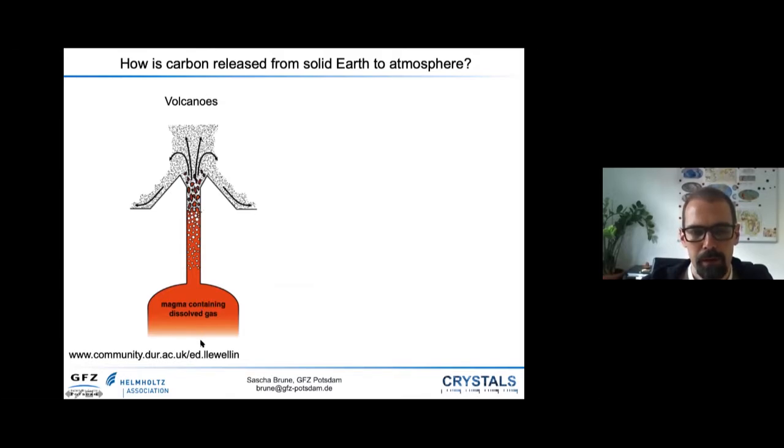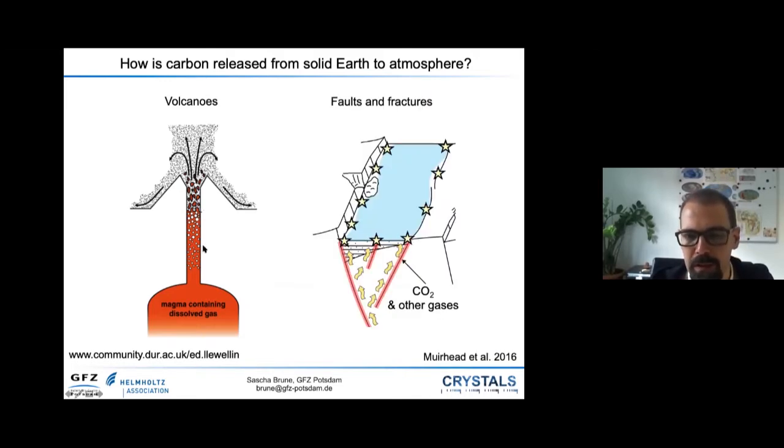And there the carbon is taken up from the melt at depth, and then it's transported to the surface and then released close to the volcanoes. But in recent times, it became more and more apparent that the CO2 is also released along faults and not only along volcanoes. This can be because melts are trapped at depth and they degas at depth, and then the volatiles move along the faults to the surface.